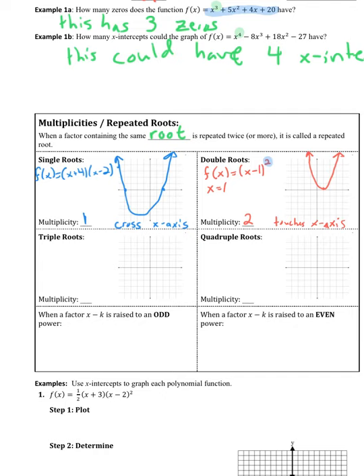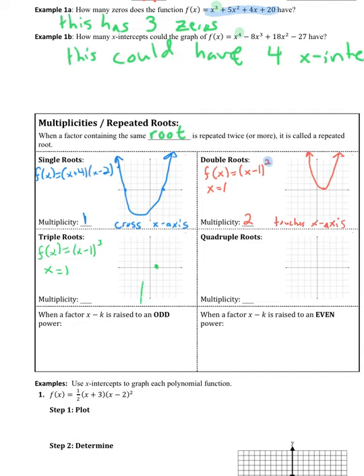Multiplicity 3, a triple root, could look something like this, where I say f of x equals x minus 1 cubed. So the 0 is x equals 1. And what could happen is it's going to come through here. It's going to hit right at the 1 there, and then it's going to go through. So it's going to almost slow down. I can actually draw that a little better. So it's going to kind of slow down as it's going through here at the positive 1.